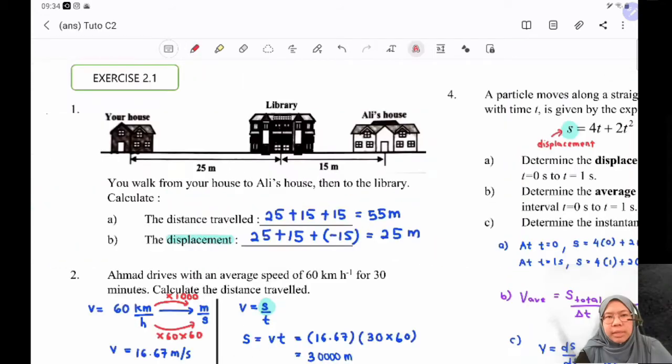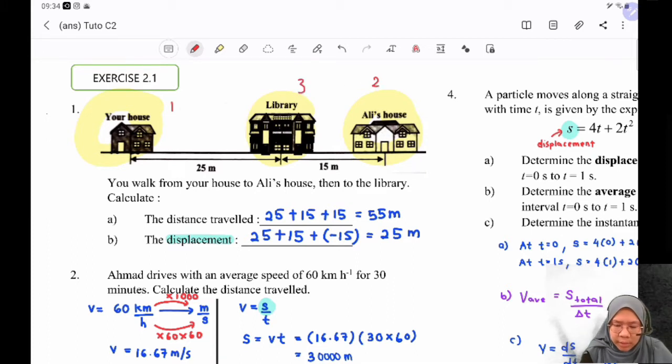Okay. Right, so now we are going to discuss exercise 2.1. Right, so the first one, soalan dia adalah you walk from your house to Adi's house. So daripada your house here, terus pergi ke rumah Ali. Then to the library. So awak patah balik pergi dekat library. Okay, so dia punya urutan adalah 1, 2 dan 3 di library.